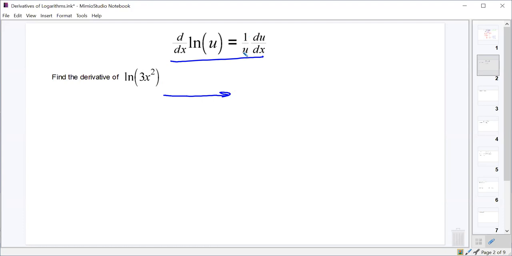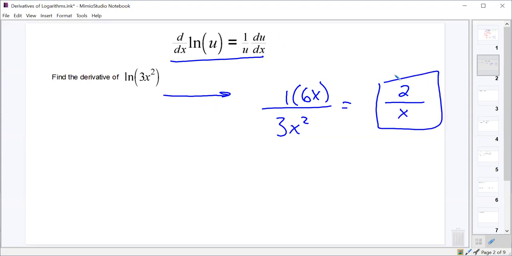It should become 1 over u, which is 3x squared, times the derivative of u, which is 6x. We should be able to simplify that down. The 6 over the 3 should just give us a 2, and the x over the x squared should give us an x in the denominator. So the derivative of natural log of 3x squared is just 2 over x.